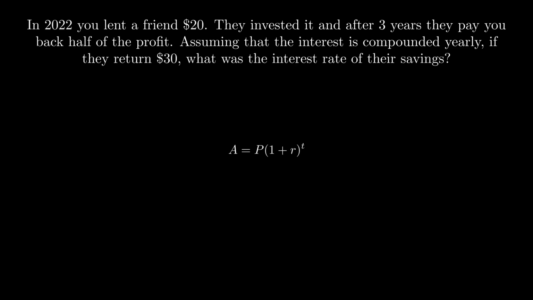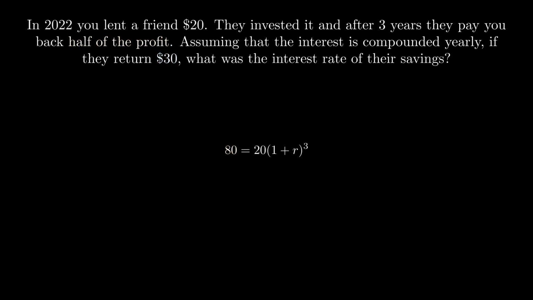We know that in the beginning, they lent us $20, so their starting value for their investment was 20. Next, we know that it took them 3 years to pay us back, so t here is 3. Now this last part is a little tricky, because they don't pay us back the full amount, they only pay us back half of the profit, which means that if we got $30, their profit was 60 to begin with, and we also have to remember that there was the initial 20 that went into the account, and so our final amount is $80.